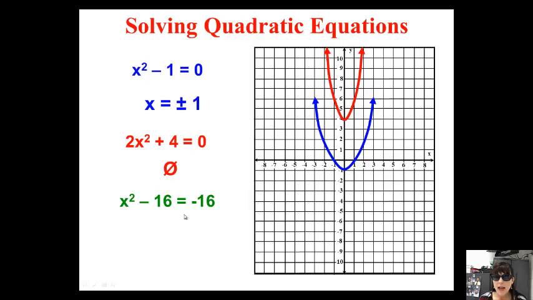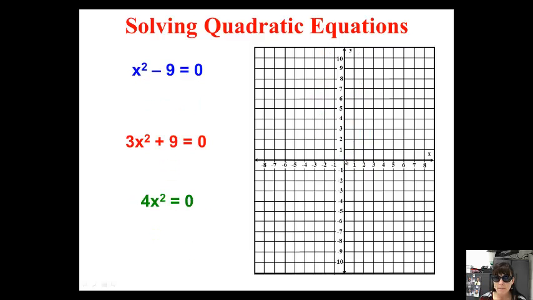No solution. And then finally, this one, I'm going to add 16. I'm going to get 0. Well, the square root of 0 is always 0. And so it's going to intercept the x-axis at 0. Let's try a few more. See if you can do these 3.